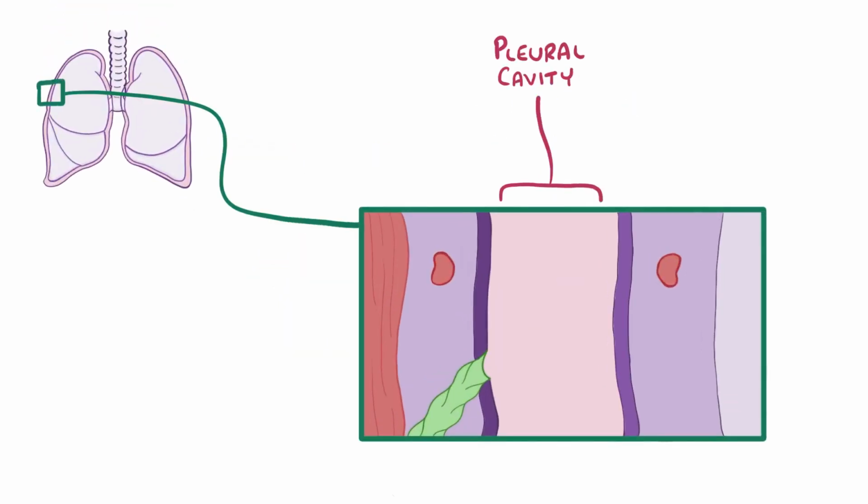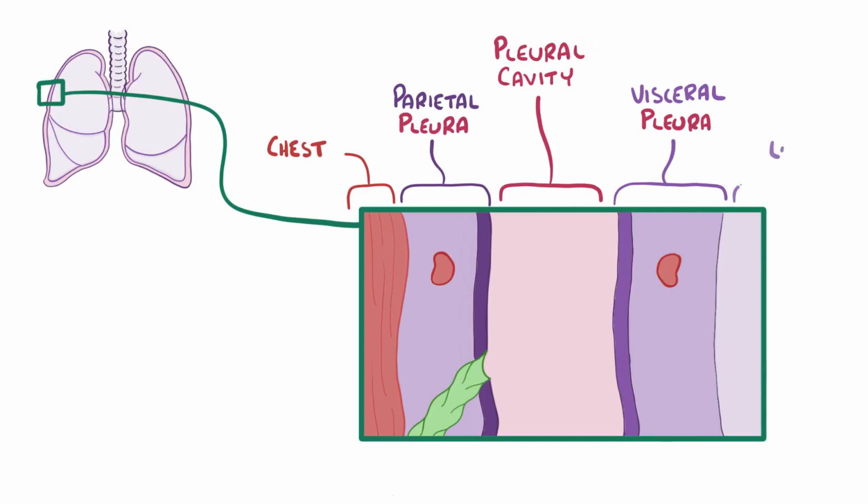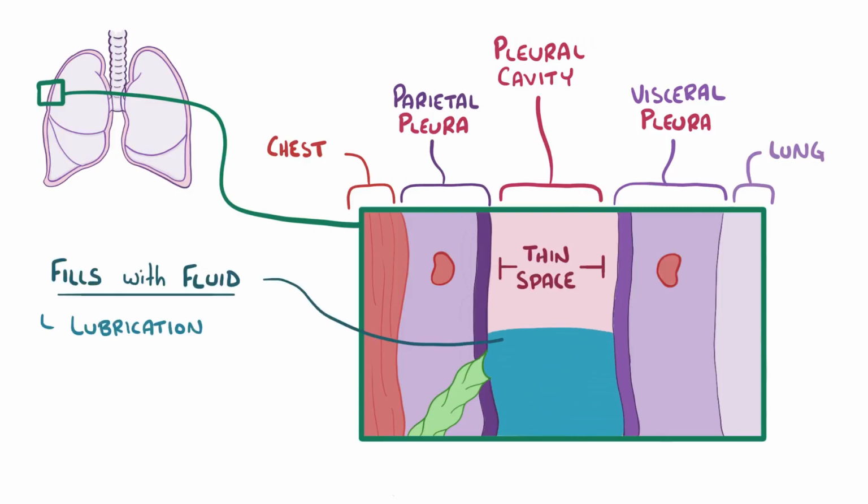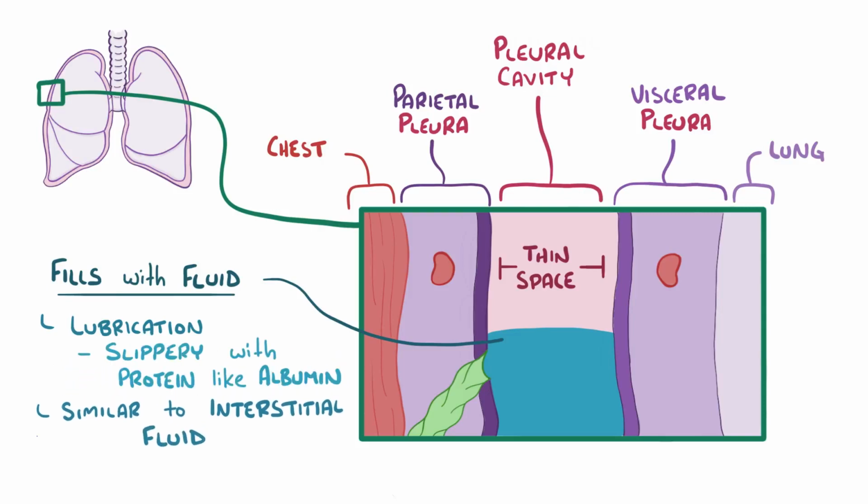Now, the pleural cavity or pleural space lies between the parietal pleura, which is stuck to the chest wall, and the visceral pleura, which is stuck to the lungs. Because the lungs fit snugly inside the chest cavity, the visceral and parietal pleura lie right next to each other, and the very, very thin space between them contains a layer of fluid that acts as lubrication to allow the lungs to slide back and forth as they expand and contract. This pleural fluid is similar to interstitial fluid, and is made slippery by proteins like albumin.